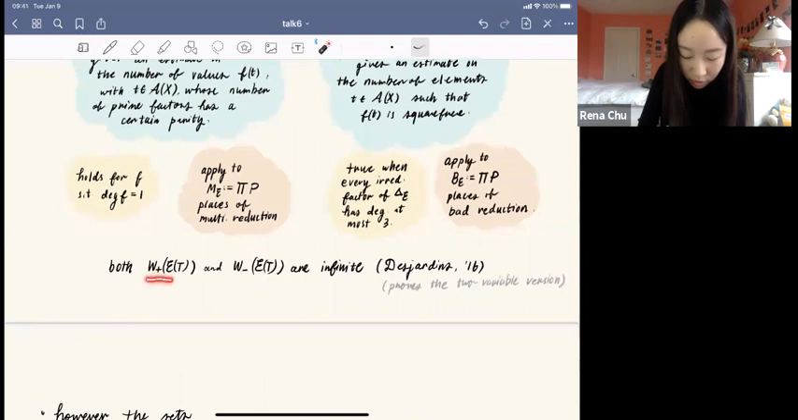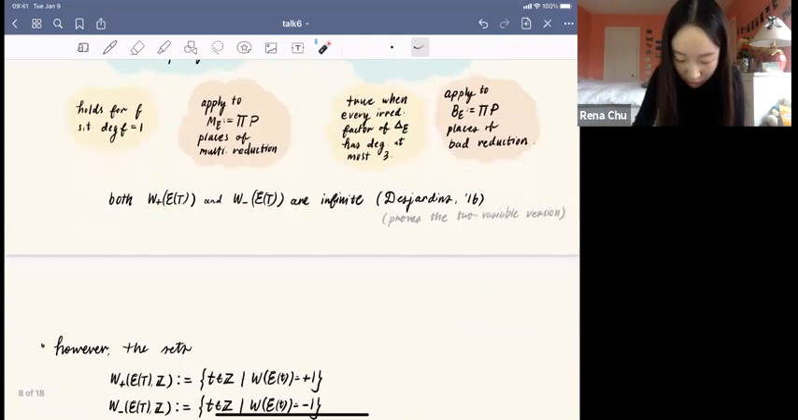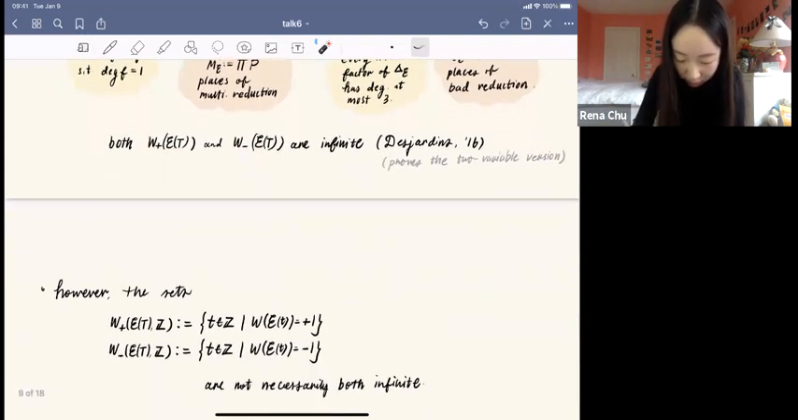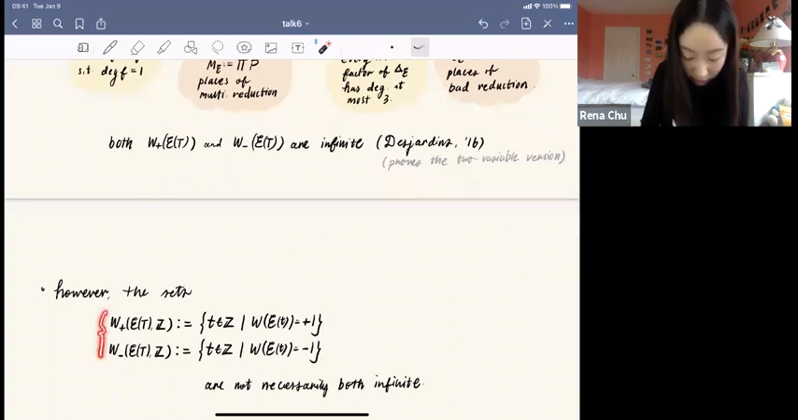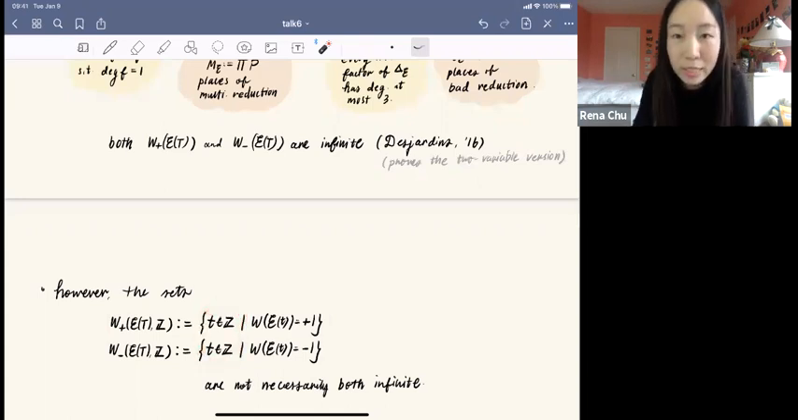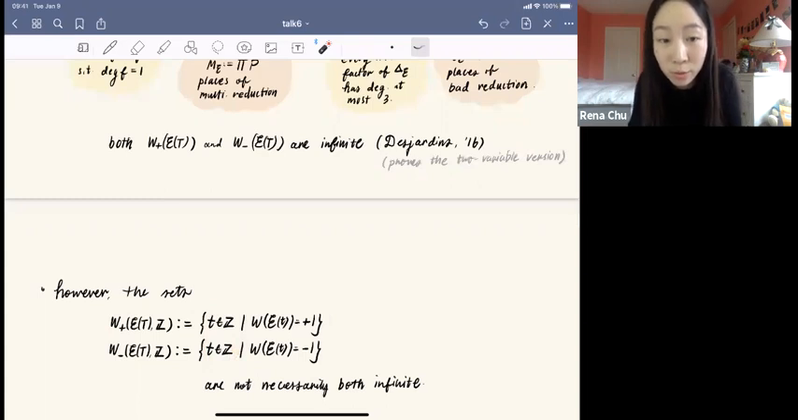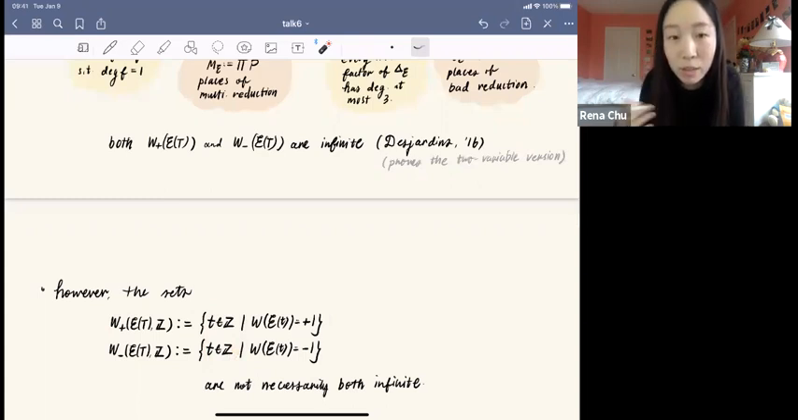Even though these two sets are infinite, if we look at these two sets instead, these are not necessarily both infinite. Note that here I'm defining two new sets, W plus and W minus, same as before, except now that we have T in the integers instead of the rationals. So here we're looking at integer fibers instead of rational fibers.